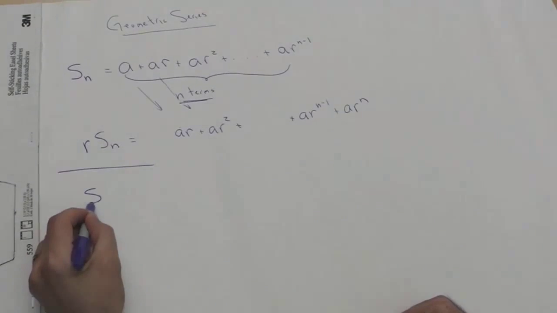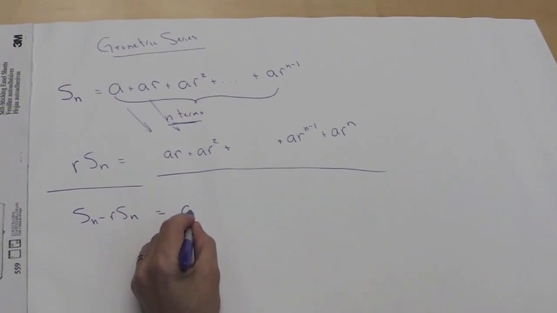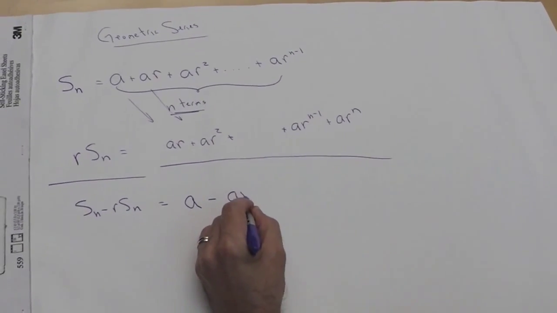So if we subtract the equations, on the left-hand side we get Sn minus r times Sn. And on the right-hand side, the terms that are repeated in the top and bottom will cancel. So the only terms left are the first term here, a, and the last term, minus ar to the n. That's why this is a great trick, because it takes this series that's who knows how long and makes all the middle terms disappear so that we only have the first and the last term now.